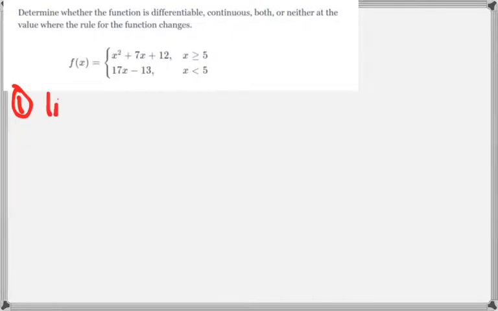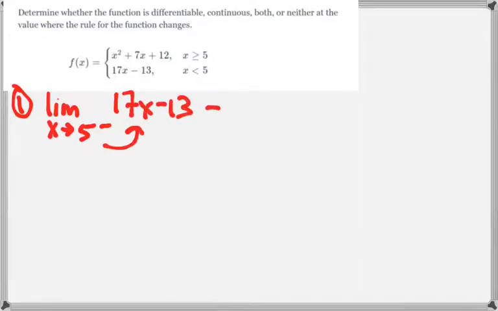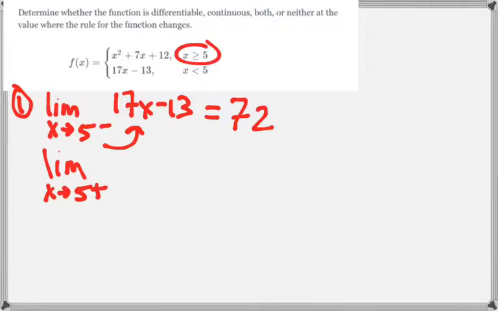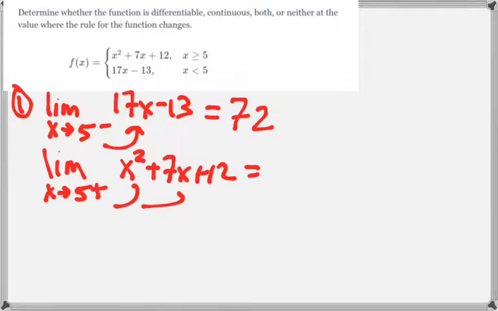Well, let's take the limit as we approach 5 from the left. So 5 from the left is below 5, meaning I'm going to be using this rule right here. So 17x minus 13. If I plug 5 in, I get 72. So from the left, I get 72. From the right of 5 means slightly more than 5, so from the right I'm going to use this top function. If I plug in 5 here, let's see what happens. 5 squared plus 35 plus 12. I also get 72. So from the left and the right I get 72.